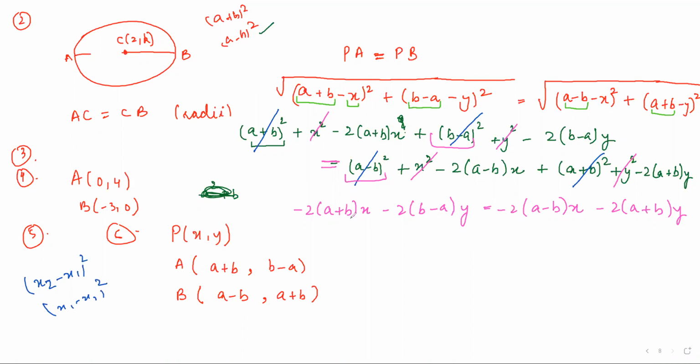Yeah, ma'am. Minus 2 is multiplied with every term. Understood, Azan? So if I take this minus 2 outside, what am I left with? A plus b into x plus b minus a into y. Understood, Martin? Why plus here? Because the minus I have already taken outside. Right?